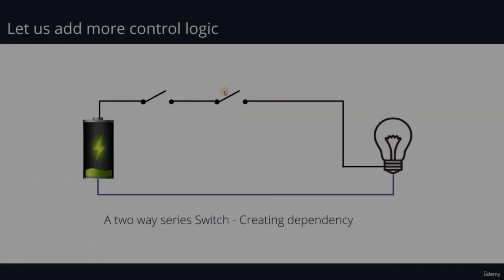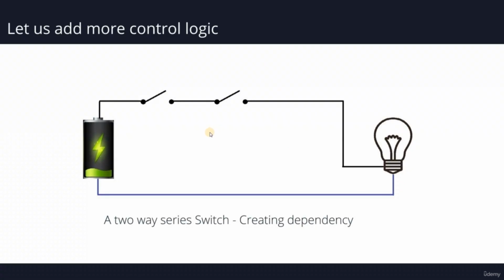Unlike the series right here, this creates some dependency. So switch 1 right here cannot be conducting unless switch 2 is conducting, right? So this needs to be closed in order for this to close and also conduct current. So this is the most basic form of control logic.